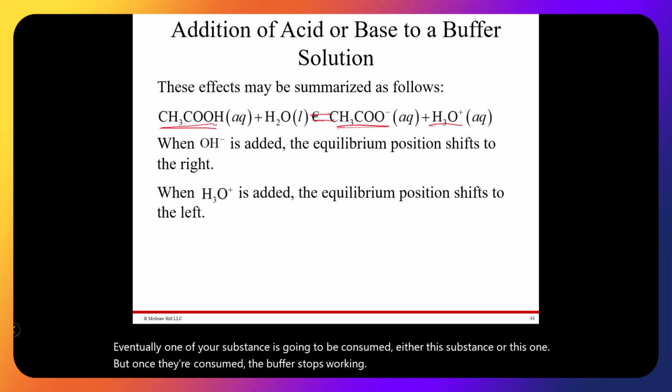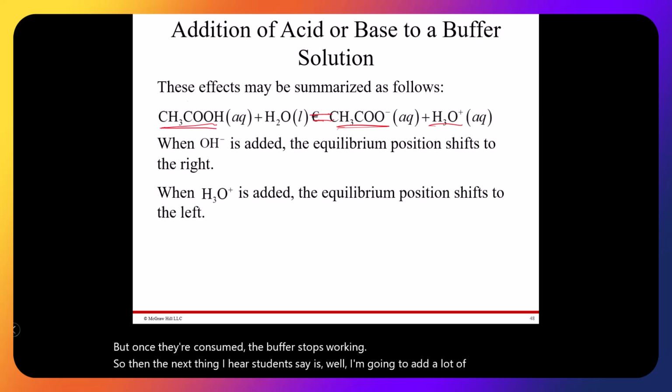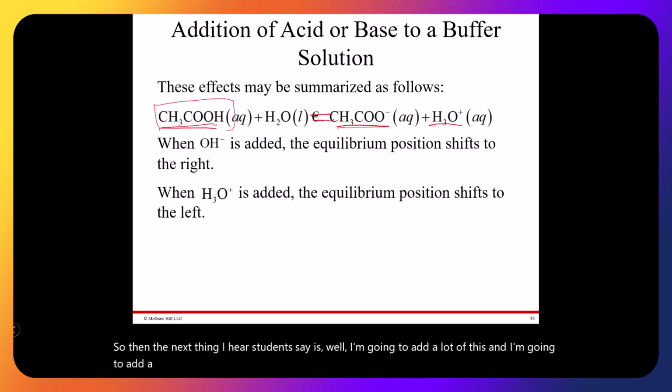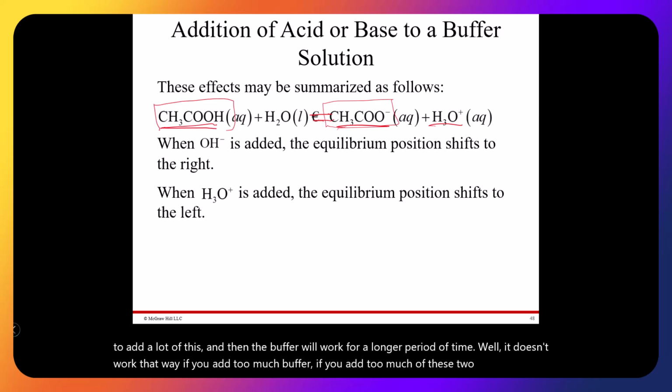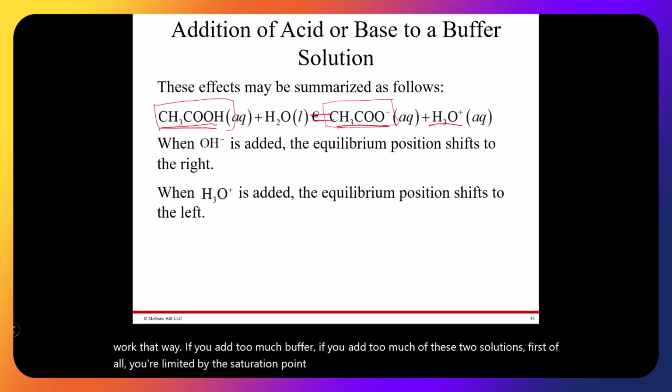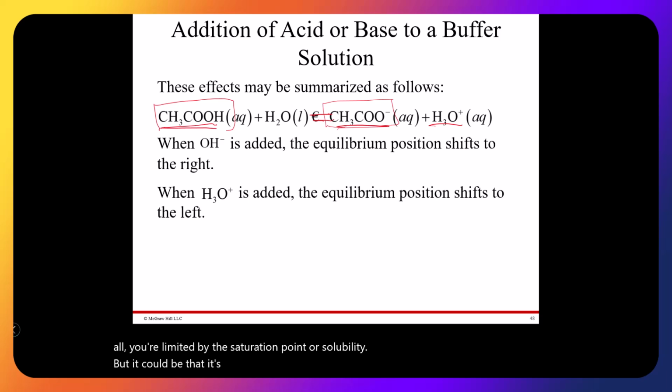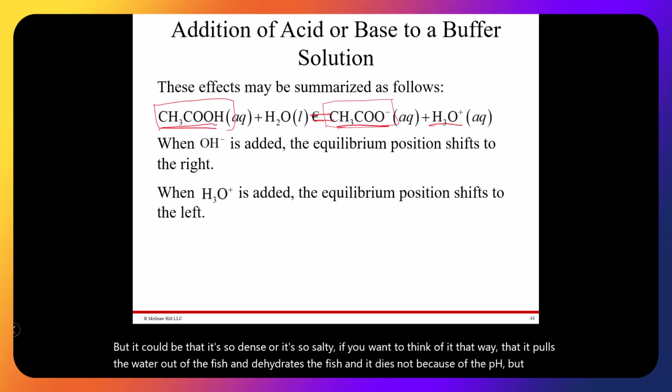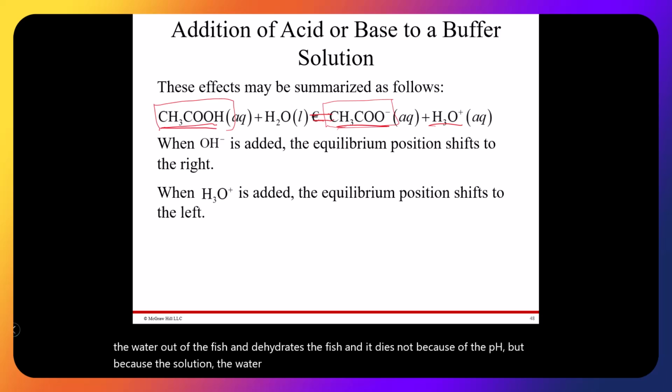So then the next thing I hear students say is, well, I'm going to add a lot of this, and I'm going to add a lot of this, and then the buffer will work for a longer period of time. Well, it doesn't work that way. If you add too much of these two solutions, first of all, you're limited by the saturation point or solubility. But it could be that it's so dense, or so salty, if you want to think of it that way, that it pulls the water out of the fish and dehydrates the fish, and it dies, not because of the pH, but because the water is too salty. It's not like fresh water. So that can be a problem too.